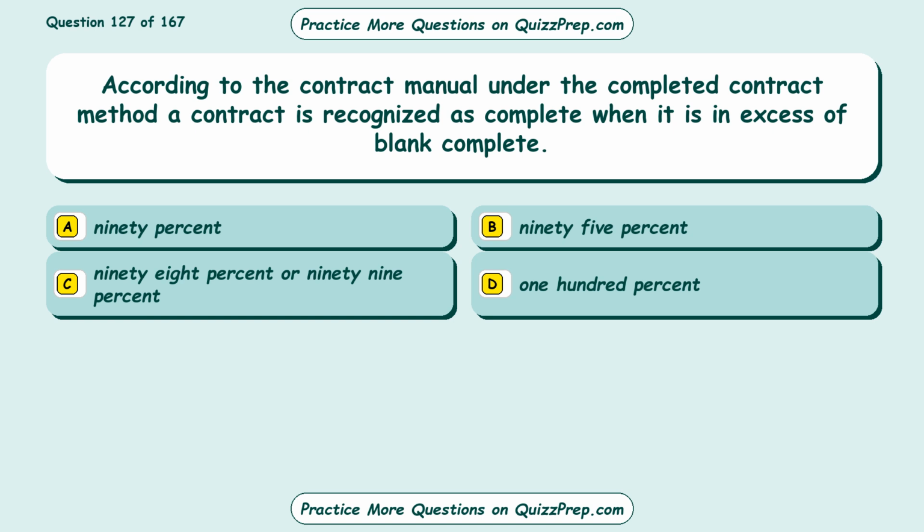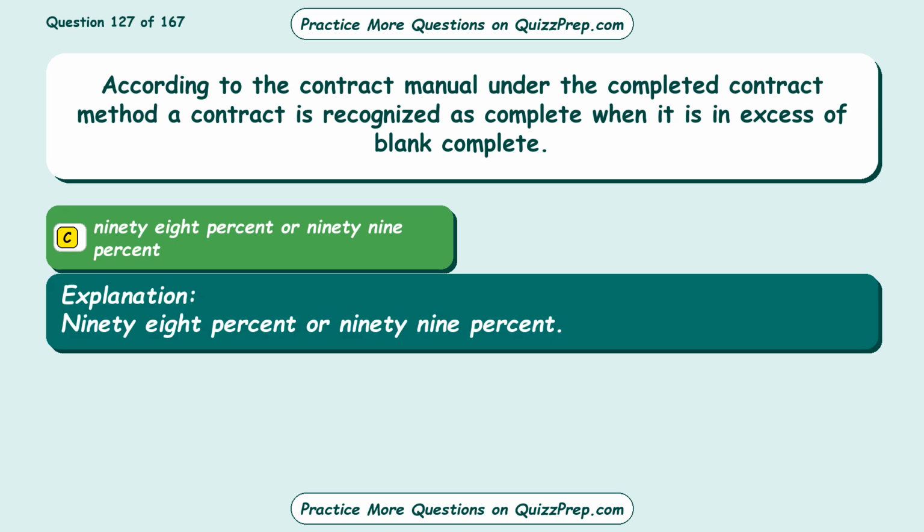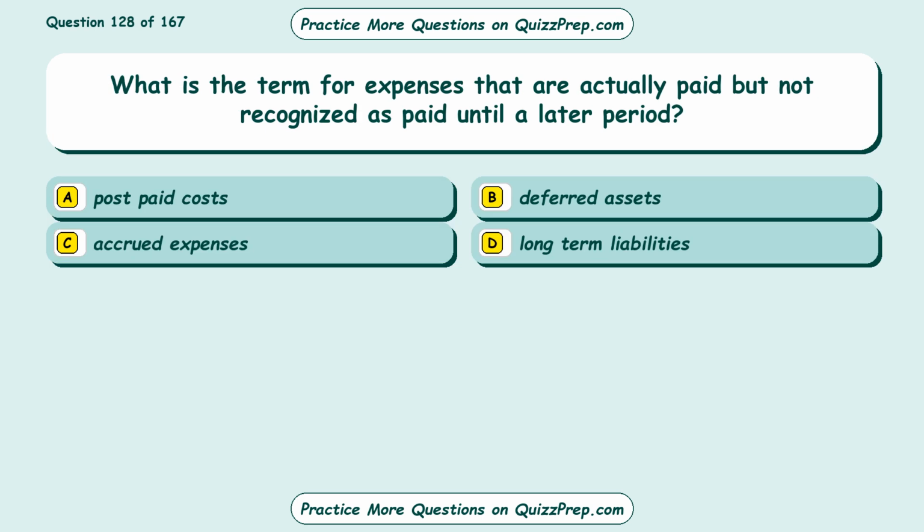Question 127. According to the contract manual, under the completed contract method, a contract is recognized as complete when it is in excess of blank complete. Option A, 90%. Option B, 95%. Option C, 98% or 99%. Option D, 100%. The correct answer is option C, 98% or 99%.